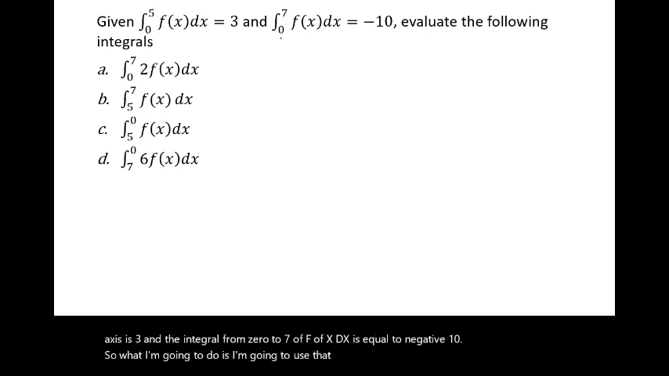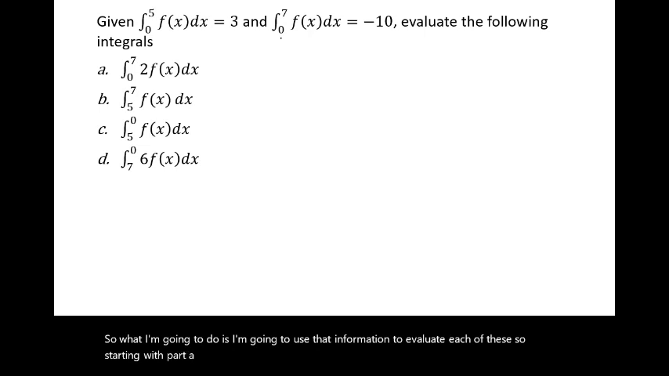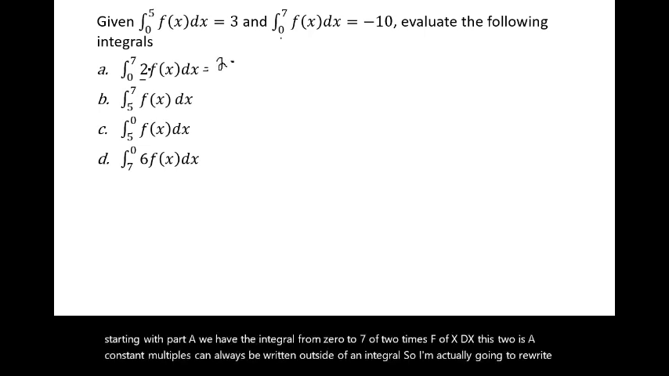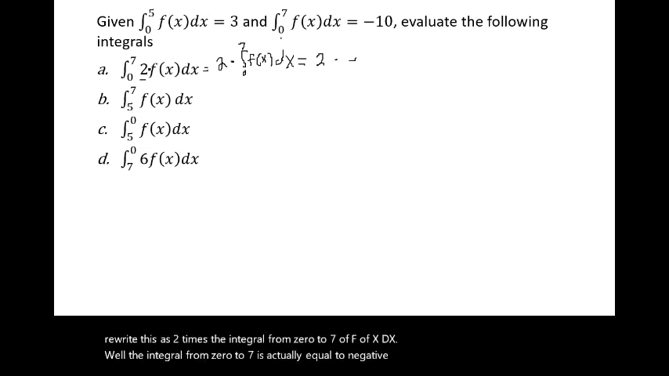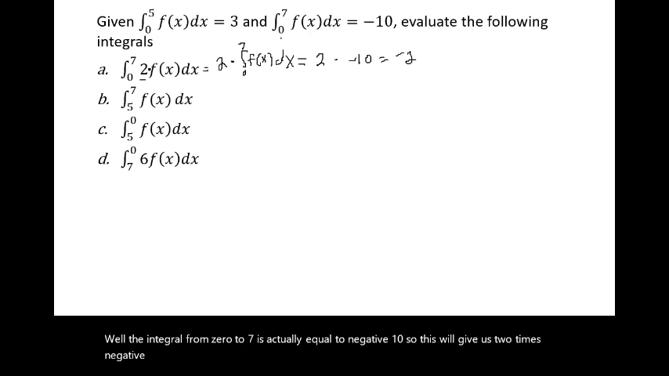So starting with part A, we have the integral from 0 to 7 of 2 times f of x dx. This 2 is a constant multiple. Constant multiples can always be written outside of an integral. So I'm actually going to rewrite this as 2 times the integral from 0 to 7 of f of x dx. Well, the integral from 0 to 7 is actually equal to negative 10, so this will give us 2 times negative 10, which gives us a final integral of negative 20.